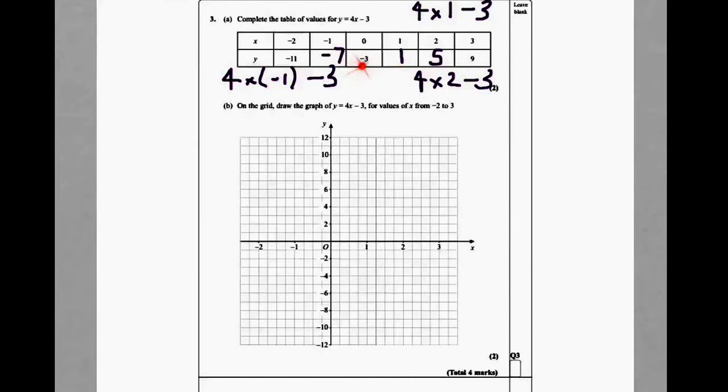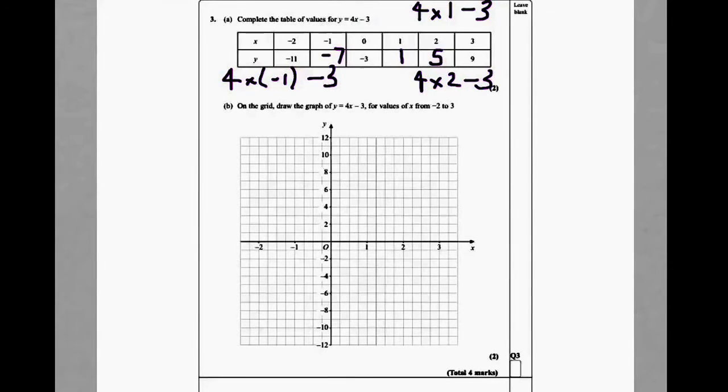Let's just check this one. -3, take away 4 is -7. Yes, that's correct. And of course it should have gone up or down by 4 each time because of that 4x. Now it says on the grid, draw the graph of y is equal to 4x minus 3.